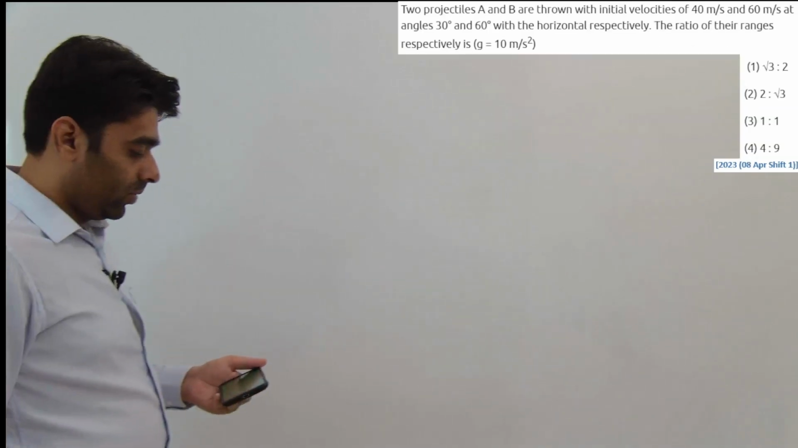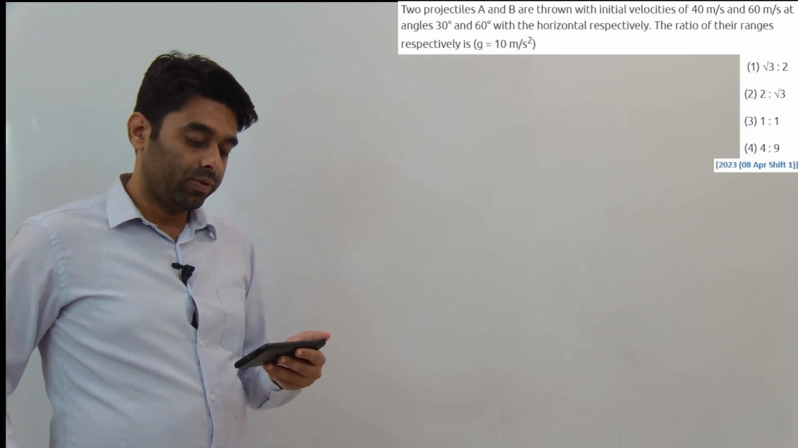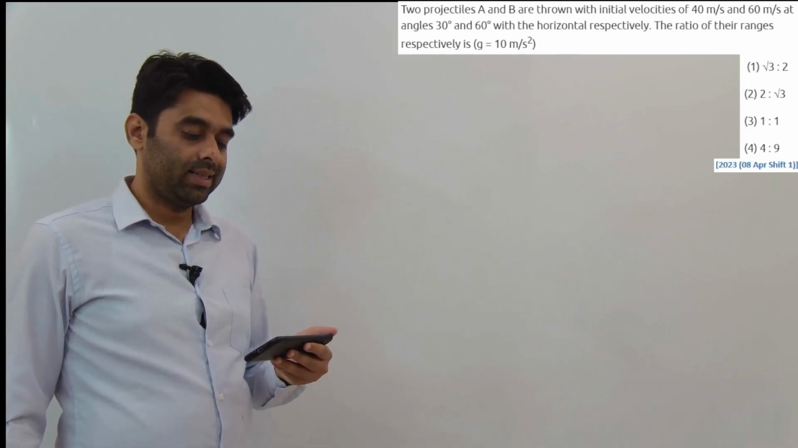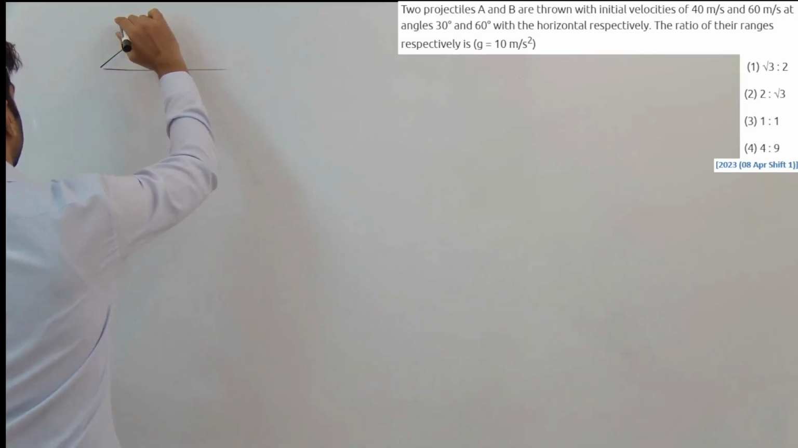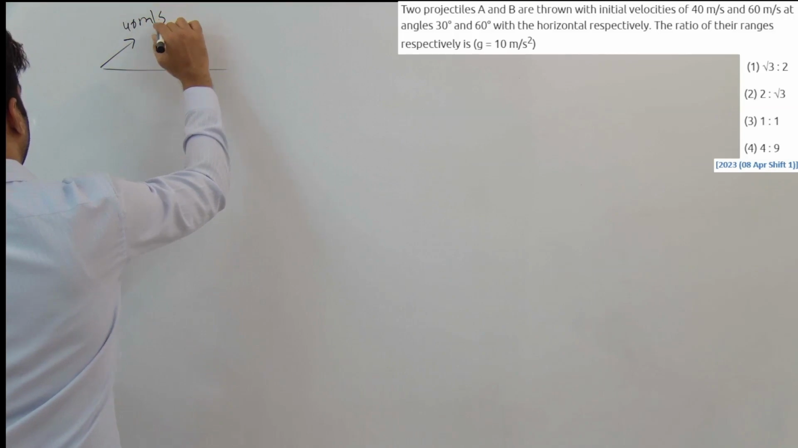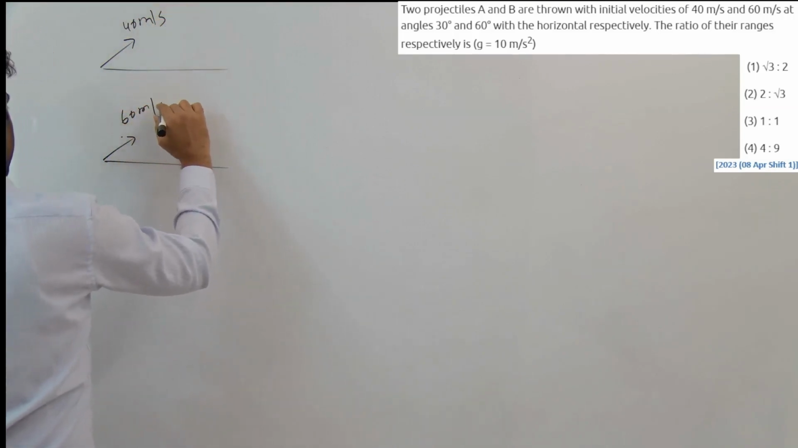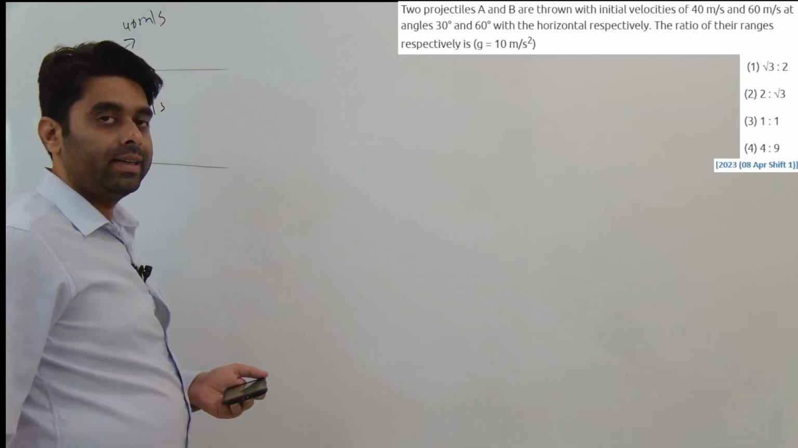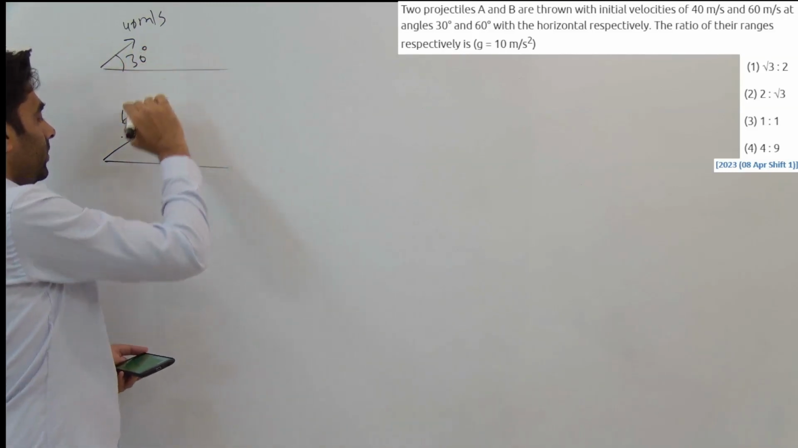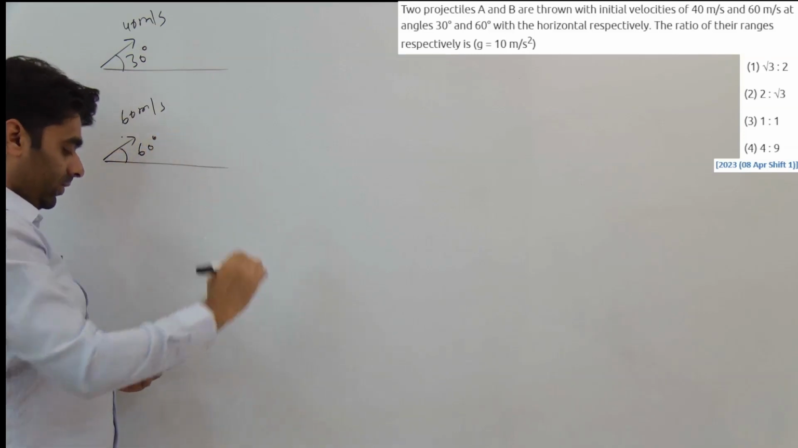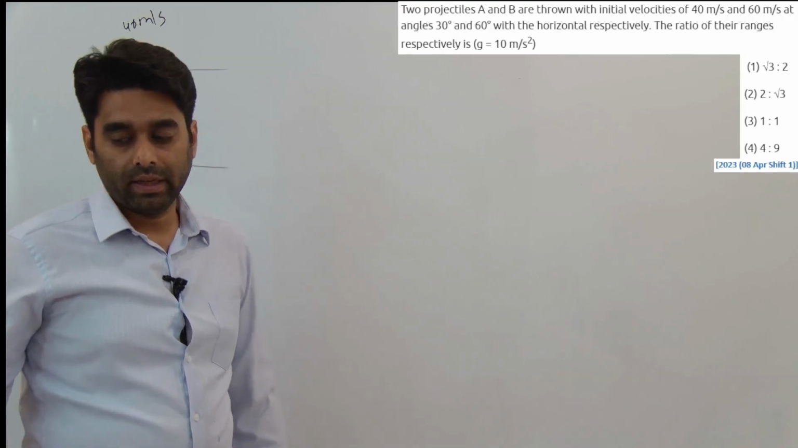A question says two projectiles A and B are thrown with initial velocities of 40 meter per second and 60 meter per second, at angles of 30 degrees and 60 degrees with the horizontal respectively. The ratio of their ranges respectively is asked.